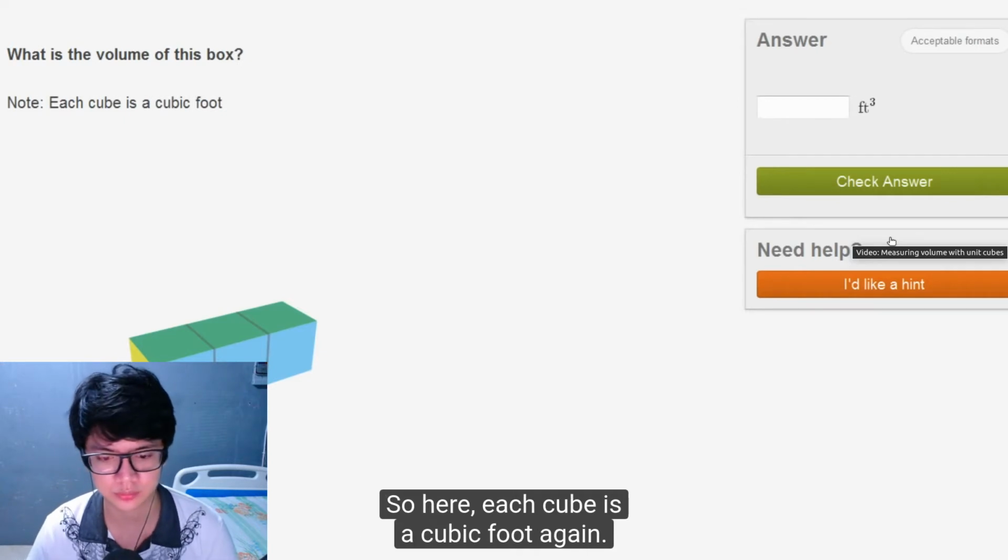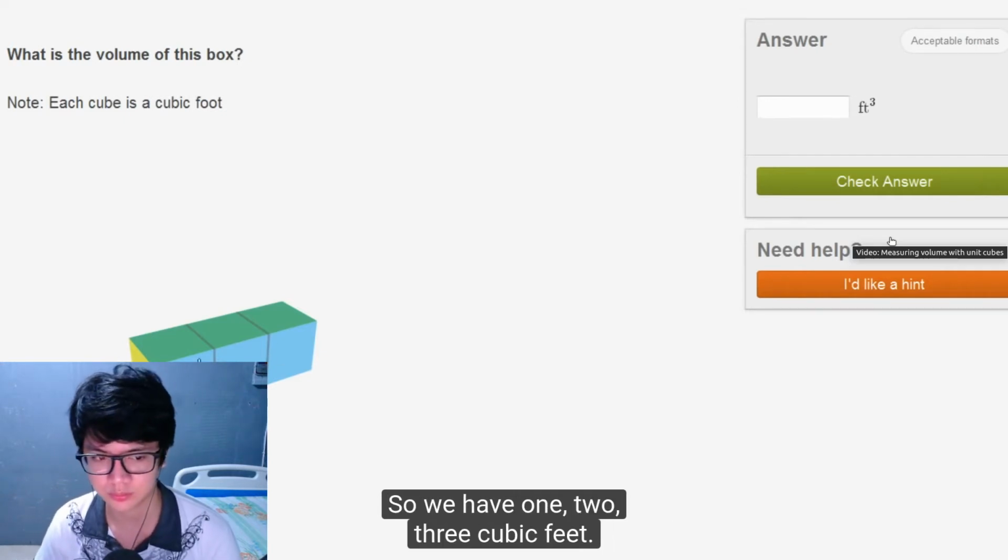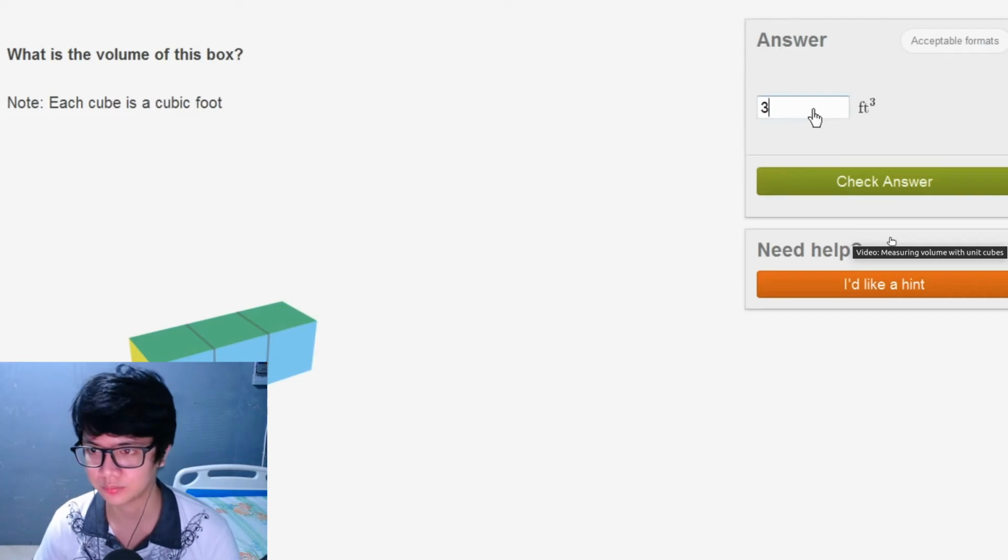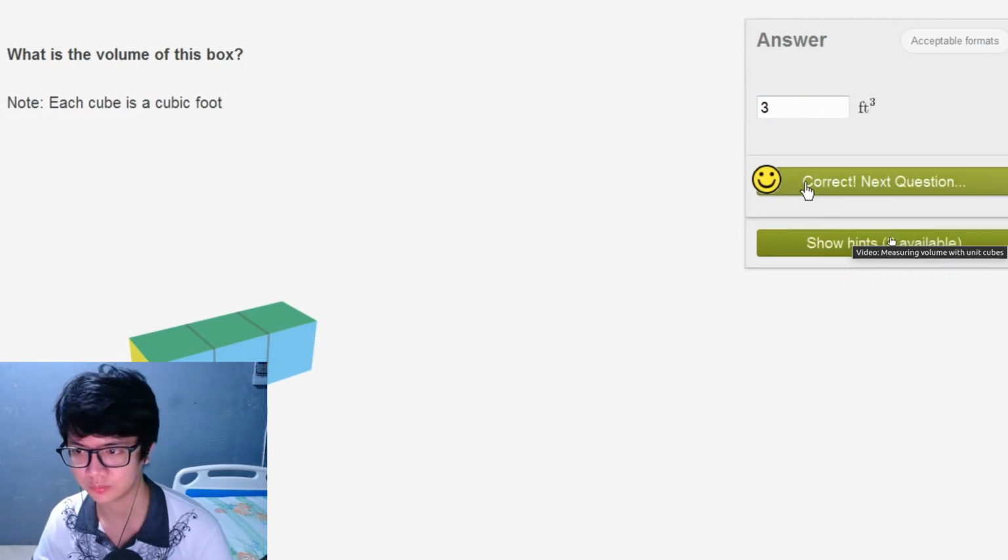So here, each cube is a cubic foot again. So we have 1, 2, 3 cubic feet. 3 cubic feet. Let's do one more of these.